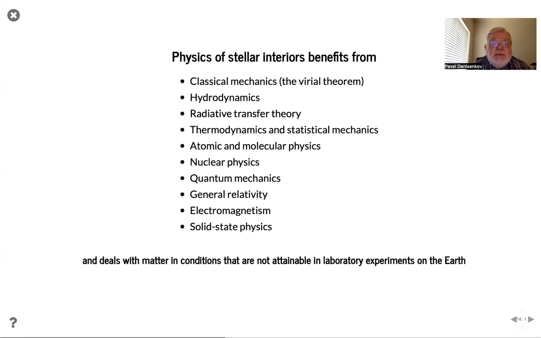Electromagnetism, because there is quite a lot of magnetic activity in solar-type stars, including the Sun. And solid state physics is important for very dense objects like cold white dwarfs, where material actually forms a lattice. So solid state physics is important there. And of course, the physics of stellar interiors deals with material in conditions that are not attainable in laboratory experiments on Earth. So therefore, it's very important to study it.